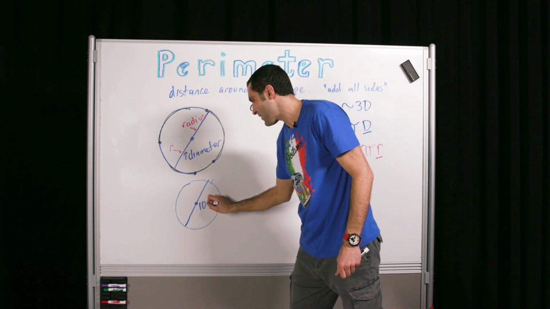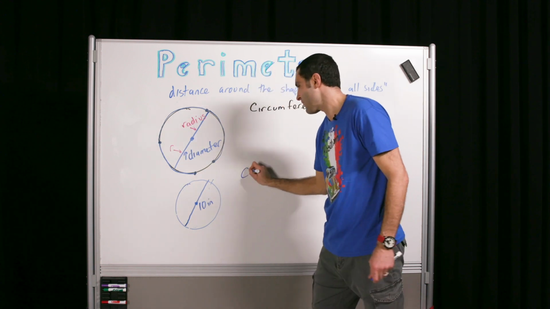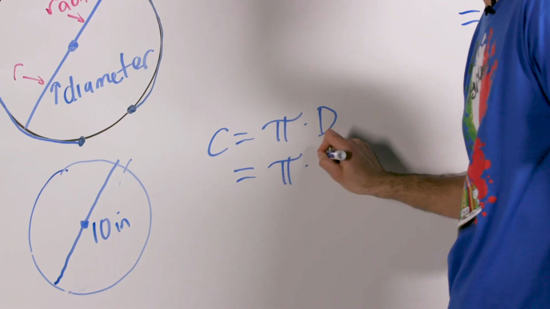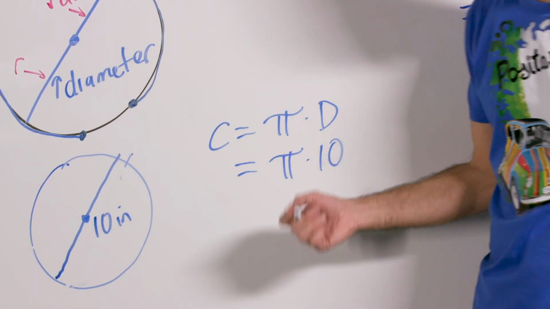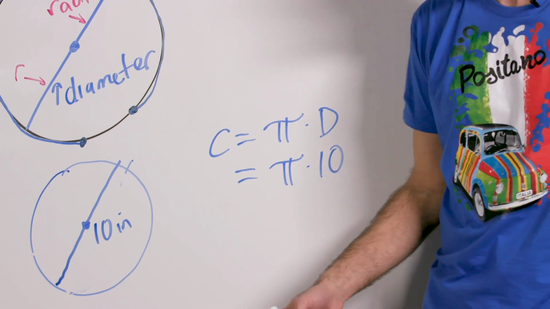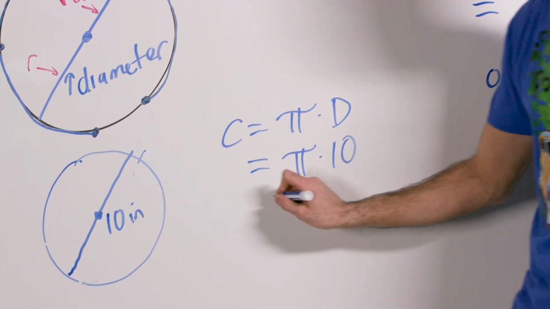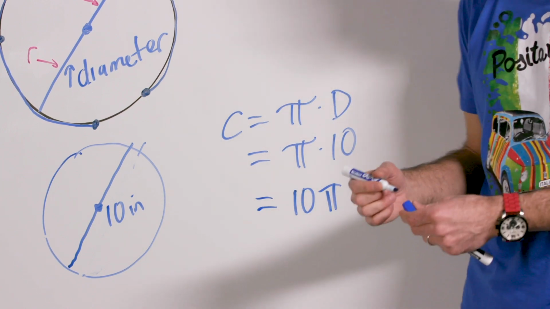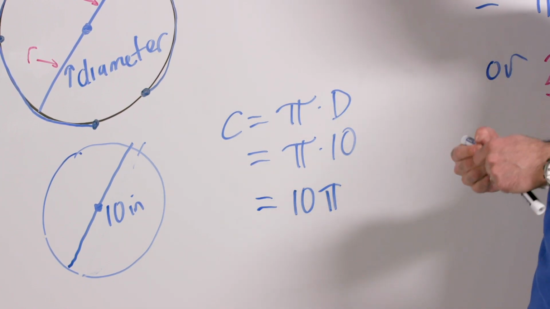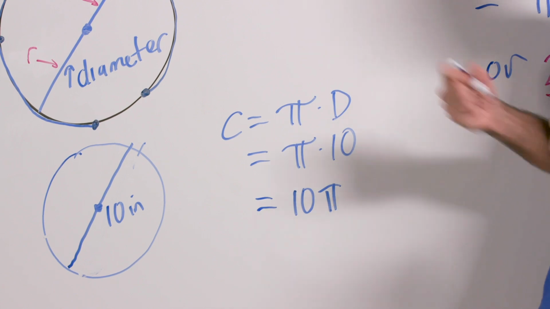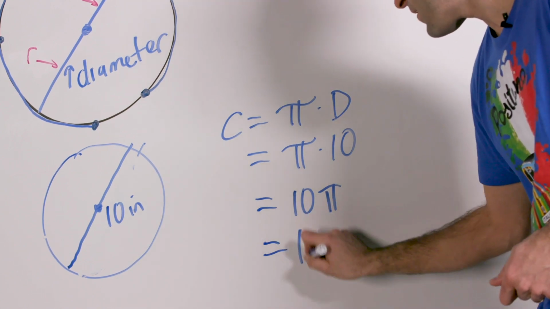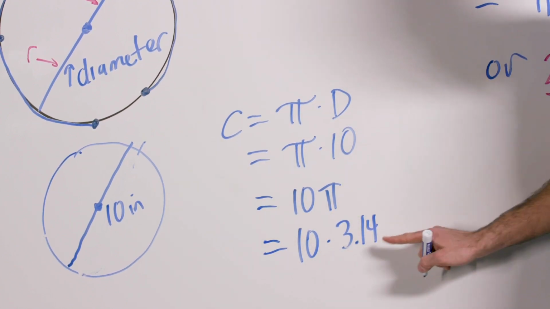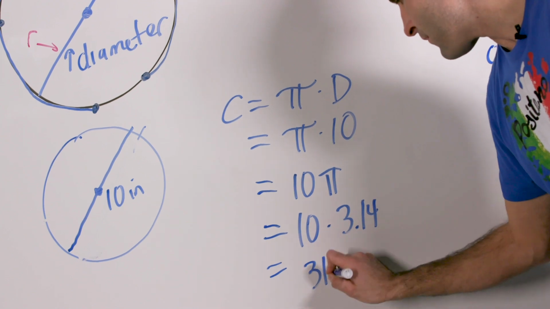So suppose the diameter was 10 inches. This circumference is pi times the diameter. This circumference is pi times 10. And so many times on the standardized tests, maybe SAT, ACT, they're going to just ask you to leave it like this beautiful thing, 10 pi. But if you're required to bang this out on the calculator, this would be 10 times 3.14 for rounding. And 10 times 3.14 is actually 31.4.